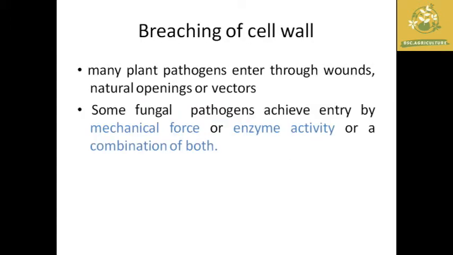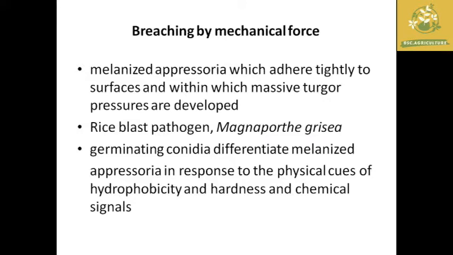After that, the first step the pathogen takes is the breaching of the cell wall. Many plant pathogens mainly enter through wounds as well as natural openings, or they travel from one plant to another through vectors. Some fungal pathogens achieve entry by mechanical force or enzyme activity, or a combination of both, which I have told in the earlier lectures. The first one I am going to explain is breaching by mechanical force.